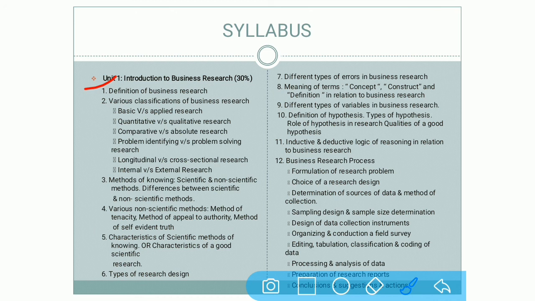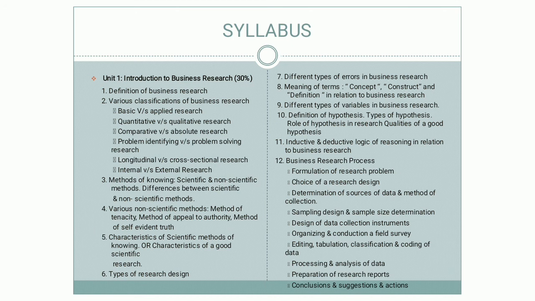Number 2, various classifications of business research. That is, different types of business research are there, and those types are to be learned here. Number 3, methods of knowing. Methods of knowing means from where you have got or taken this information. Basically there are 2 types of methods, scientific method and non-scientific method. We will learn it in detail in the chapter.